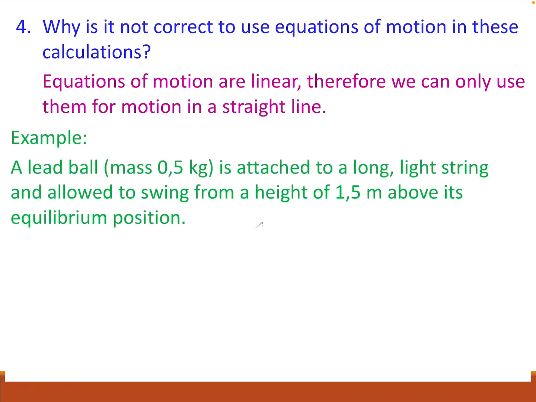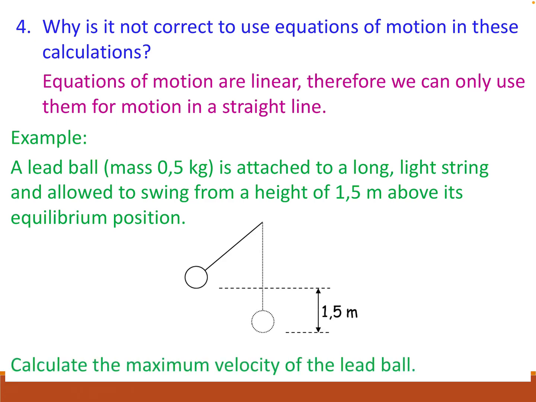Next example. We have a lead ball with a mass of 0.5 kilograms, which is attached to a long light string and allowed to swing from a height of 1.5 meters above its equilibrium position, so that's H. This is my reference point. They want the maximum velocity of the ball. In other words, when it's here, initial velocity is going to be 0.